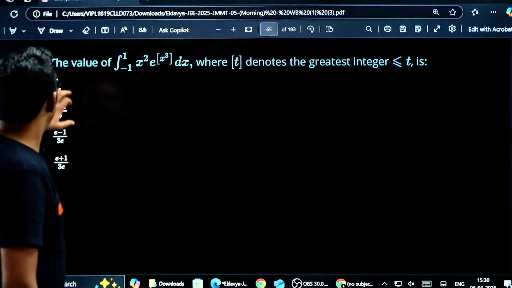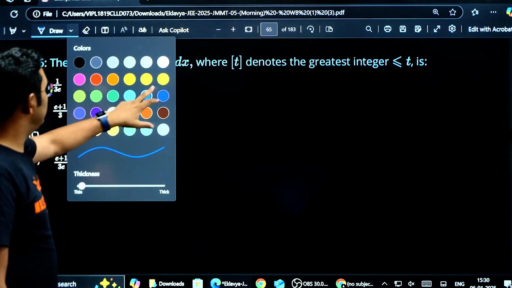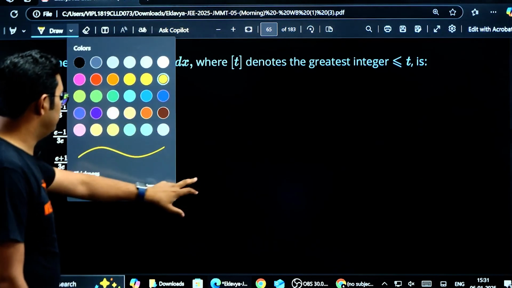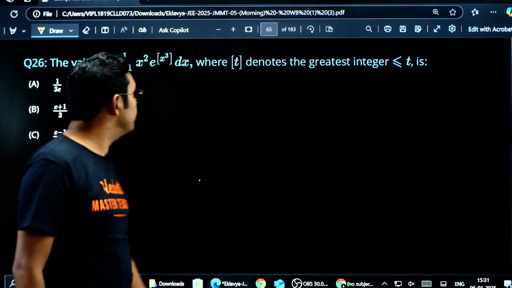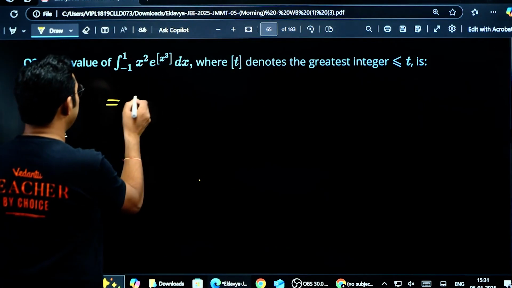I'm discussing JMMT-05, and this is question number 1 of this paper from the Maths portion. Here they're asking the value of this definite integration, and this bracket is the greatest integer function. So here the question is quite simple, I think.